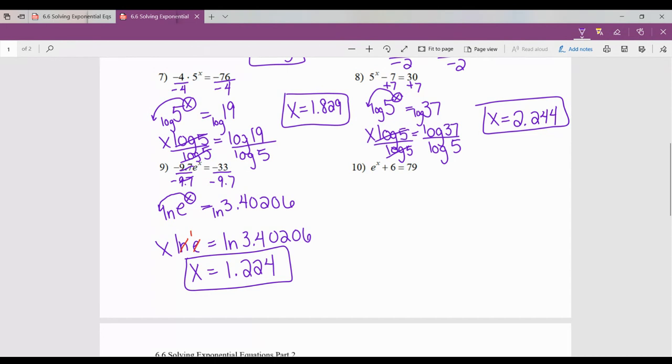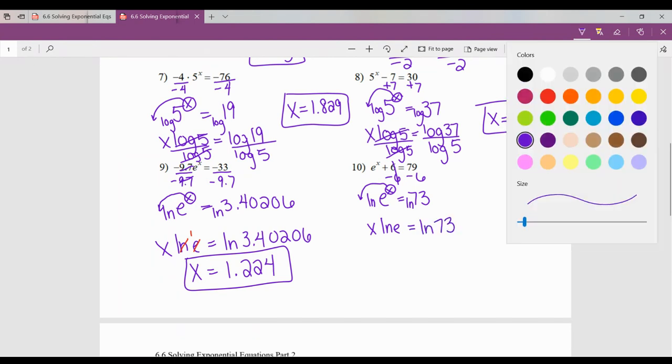Okay. So for number 10, first thing we're going to do is we want to get rid of the thing outside of the exponent and base. So we're going to minus 6. So we get e to the x equals 73. Now, because it's e, it's a special log. So we're going to use ln, my natural log, and I'm going to bump that exponent down in front. So x ln e equals ln of 73.